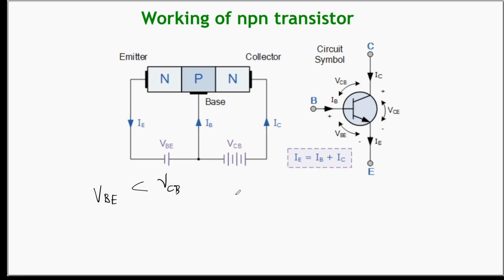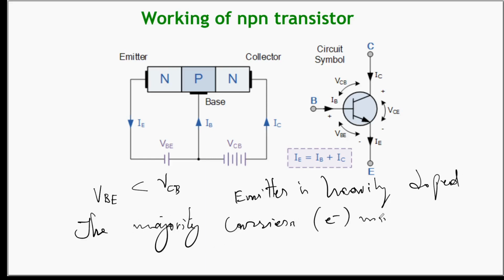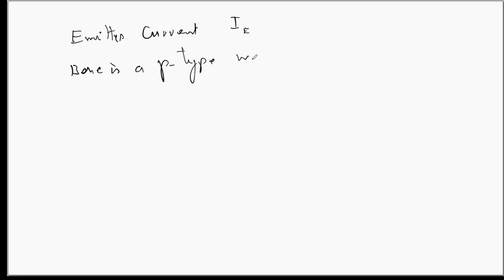We know that emitter is heavily doped in the transistor, and since it is forward biased, the majority charge carriers, the electrons, they move toward the base. When the electrons move towards the base, it makes the emitter current. We represent it with IE. You know that the base is made up of a p-type material, which means the majority charge carriers in the base are the holes. And we know that base is lightly doped.